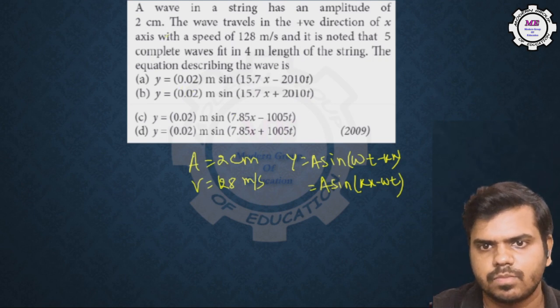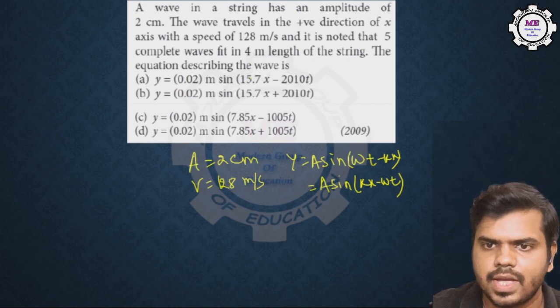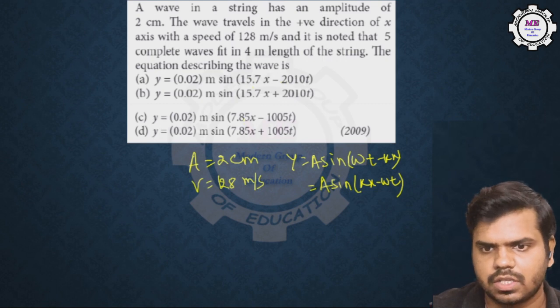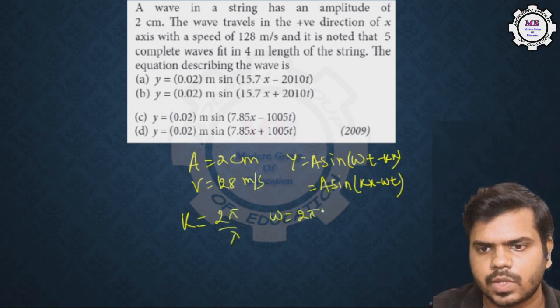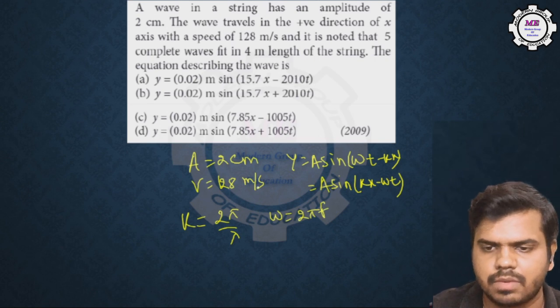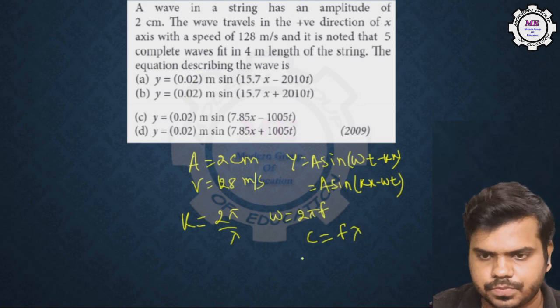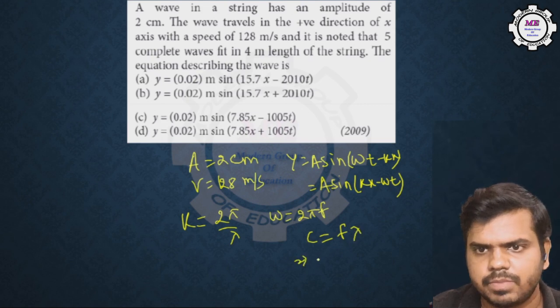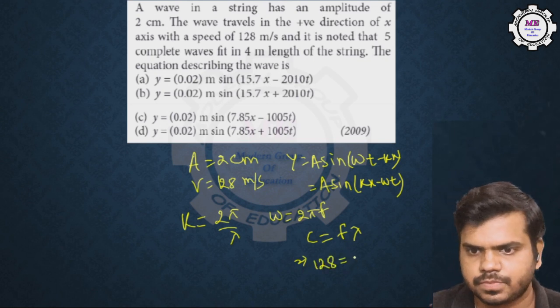0.02 means 2 centimeter. So option A or option D can be correct, but from omega t and kx, you have to check this. k is equal to 2 pi by lambda, and omega is 2 pi f, but here velocity is given, so you have to apply c equal to f lambda. That means 128 meter per second, 128 is equal to f into lambda.